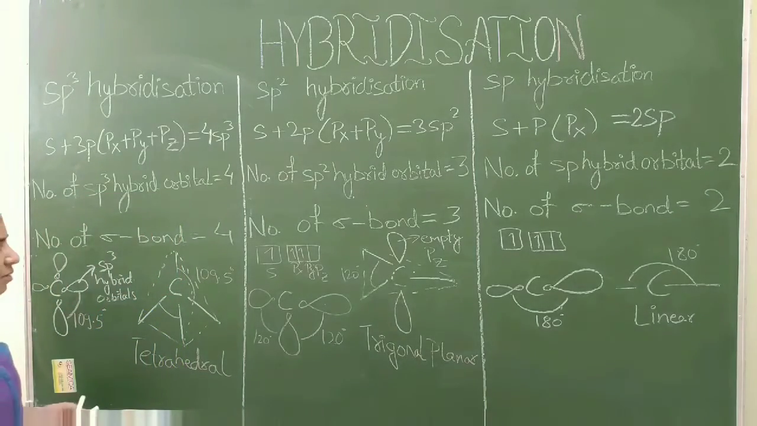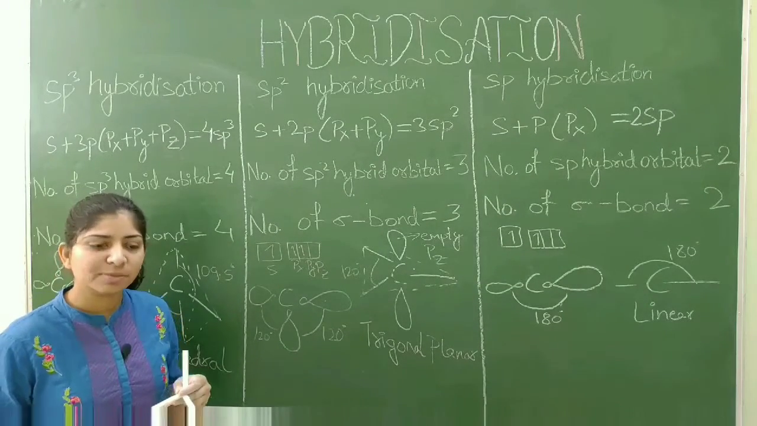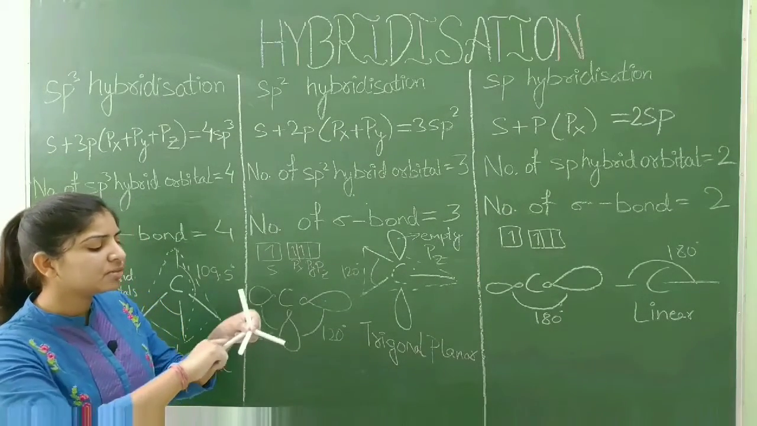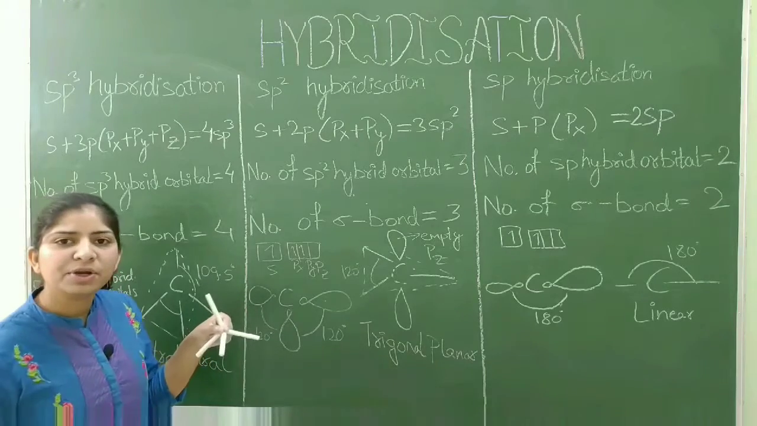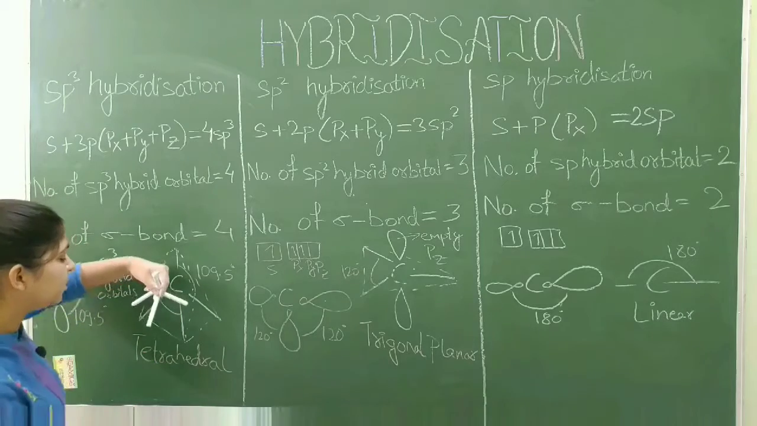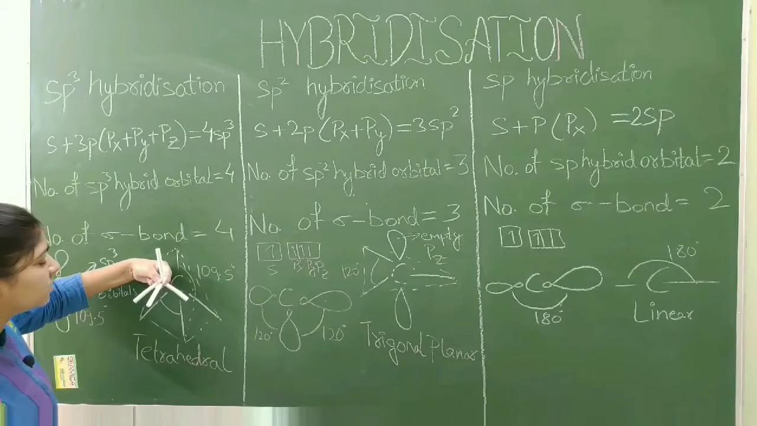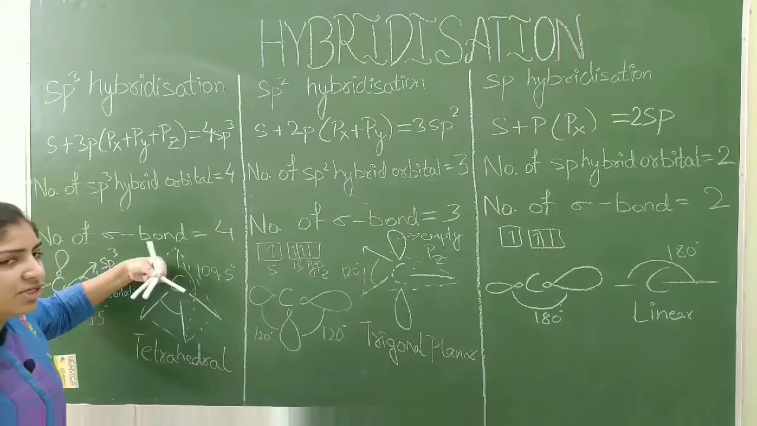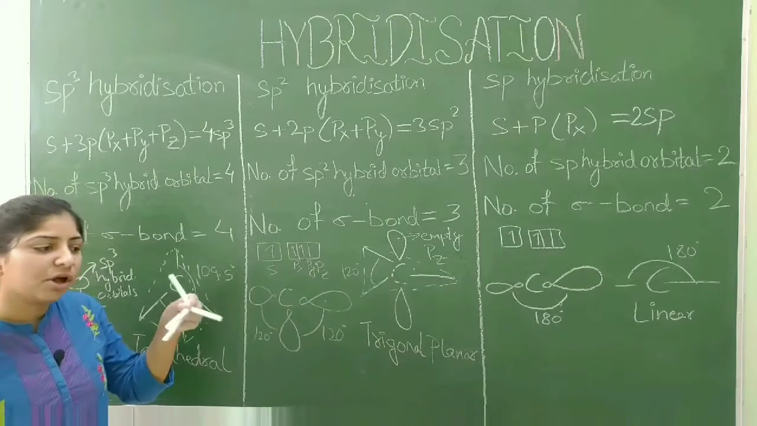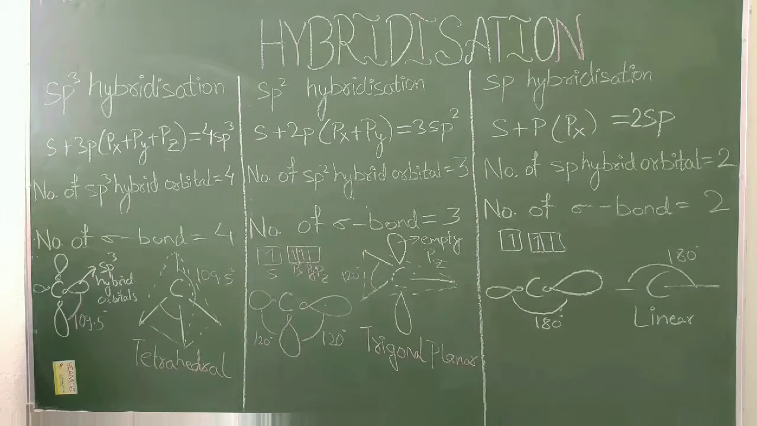Now in sp3 hybridization, this is the geometry of sp3 hybridization. The bond angle between two hybrid orbitals is 109.5 degree, and this is like this. Okay, so this is sp3 hybridization geometry, that is tetrahedral. Now you can take a screenshot.